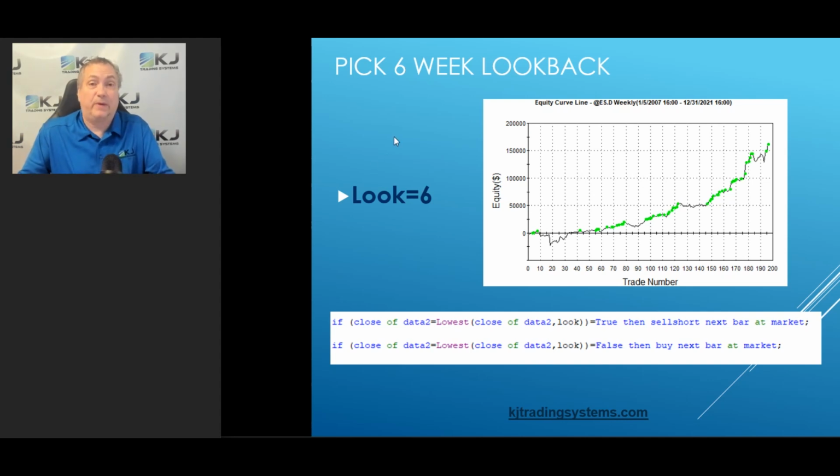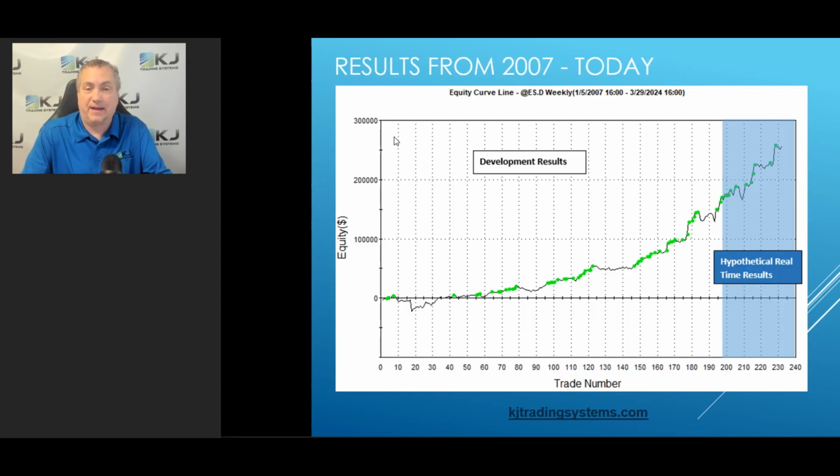I picked the 6-week look back. I did not optimize it. Six weeks is basically 1.5 months. And here's what the equity curve looks like through the end of 2021. That was when I finished development. And then obviously anything since 2021 was all real time after development. And here's what it looks like after that. You can see it looks pretty good.